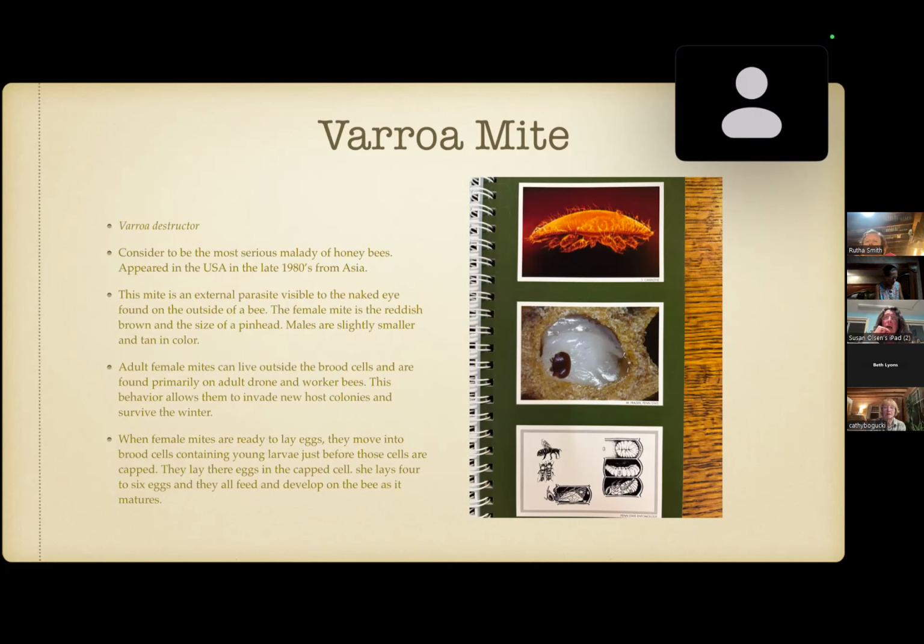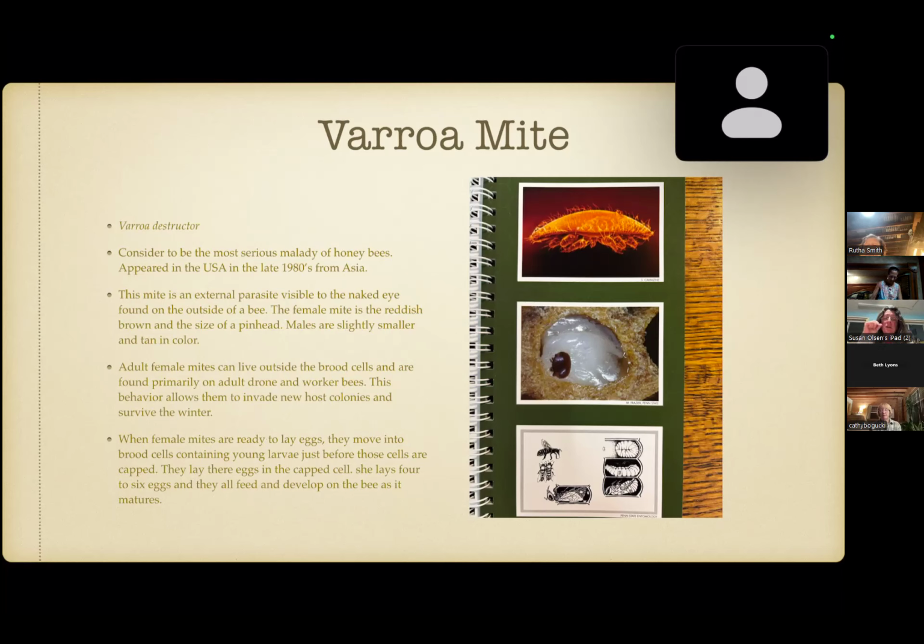With your eye, if you go to Phyllis's house one time, or you go to the women's conference down at Jane Lou one time, you will be shown mites. Once you see mites, you will never unsee them. You will have the ability to look and pick them out. Adult female mites can live outside brood cells, and they're found primarily on adult drone and worker bees. This behavior allows them to get into new colonies and survive the winter.